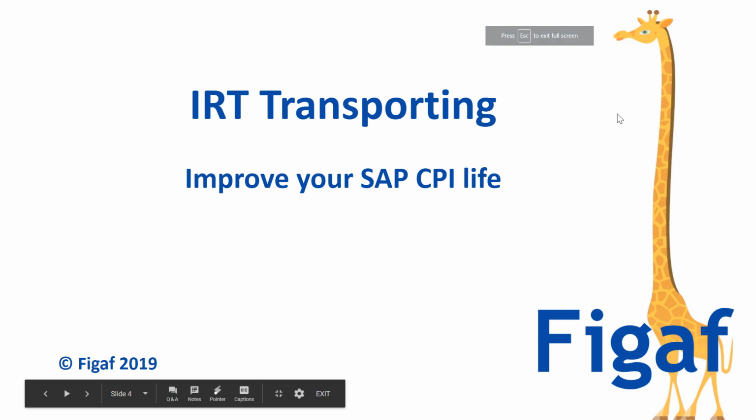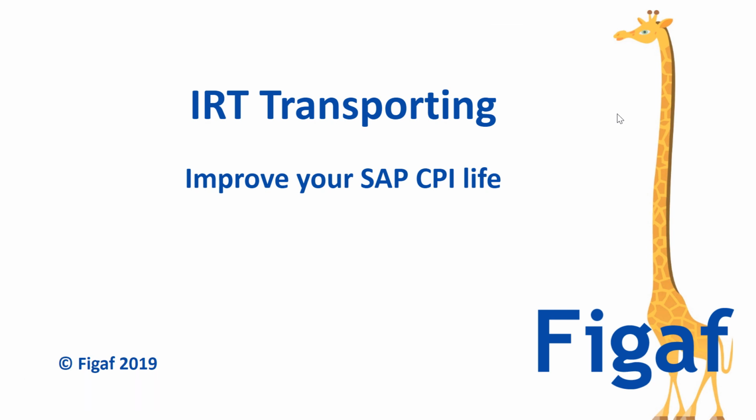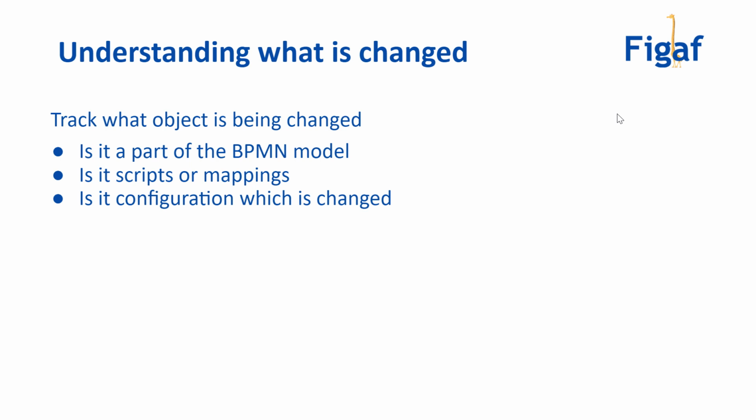The biggest thing that we have added to make life easier for CPI developers is this transport approach, and our goal is to make it as easy as possible for you to transport and document all the changes that you have made, and to make changes in your landscape as seamless as possible. The first thing that's important is to be able to track who has made which changes to what object. Is it a part of the BPM model? Is it a script or mapping? What was the object that was configured?